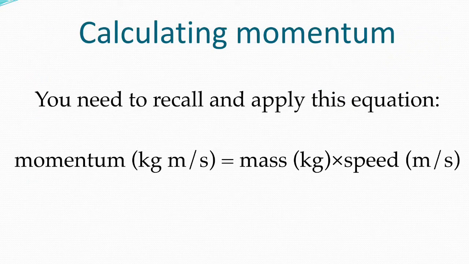The equation for calculating momentum is momentum in kilogram meters per second is equal to mass in kilograms times speed in meters per second. You do need to recall and apply this equation. Pause the video here while you copy that into your books.